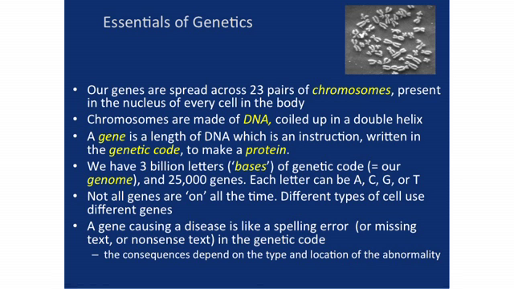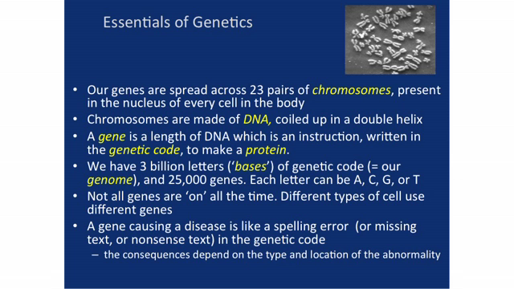Okay, so what are the essential points about genetics that we need to know to understand what might be going wrong in bipolar disorder? We're reminded that our genes are spread across our 23 pairs of chromosomes. We have one from mum and one from dad, and there are 23 different chromosomes like that in the nucleus of every cell of every body.